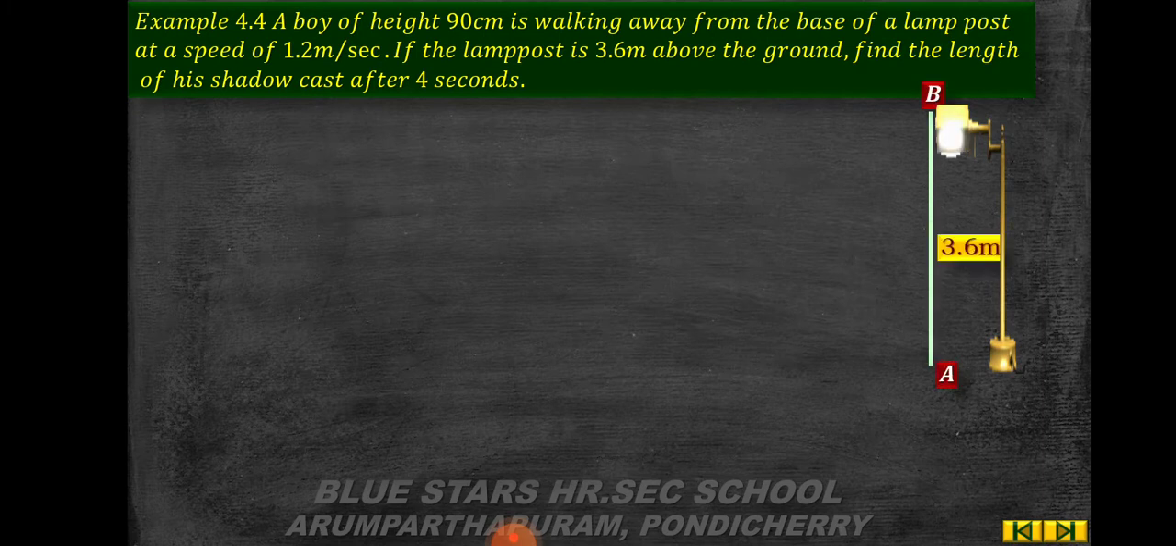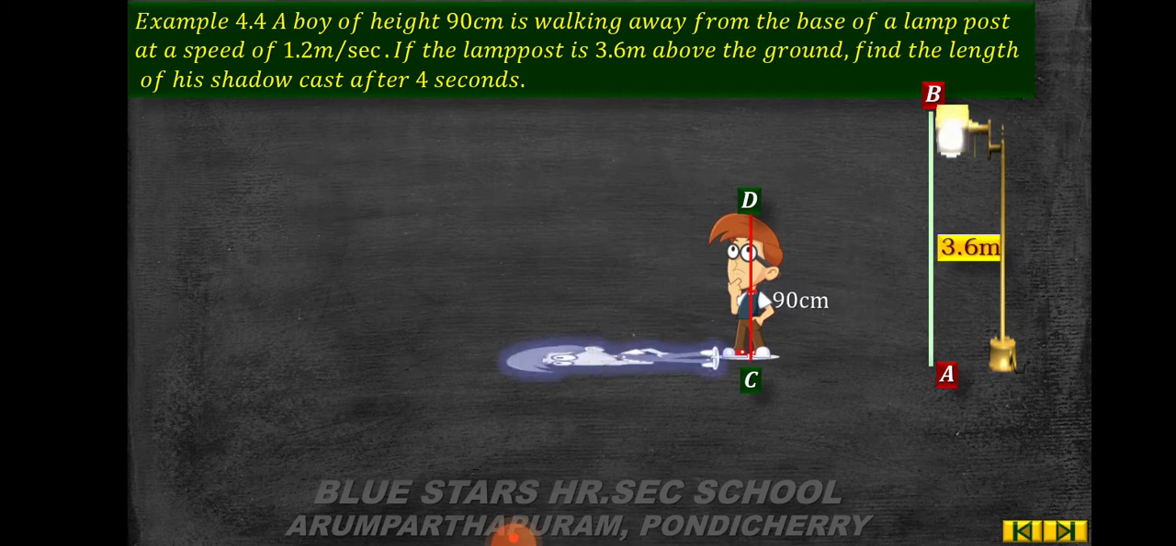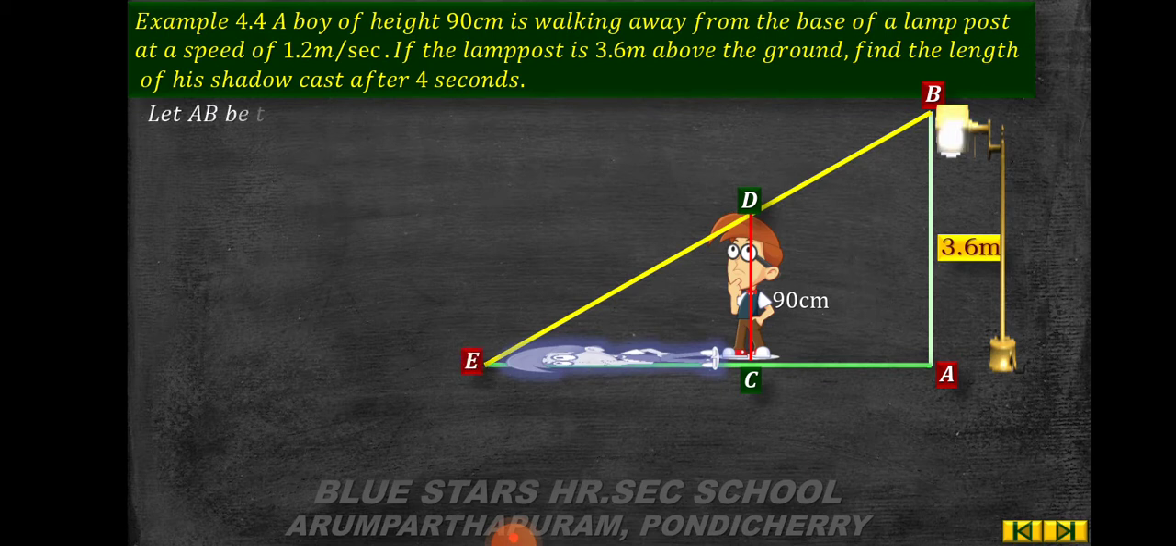So AB is the height of the lamppost, 3.6. A boy is walking away from the base of the lamppost. The height of the boy is 90 centimeters. You can see the shadow of the boy. Join the lines, you get a triangle ABE.